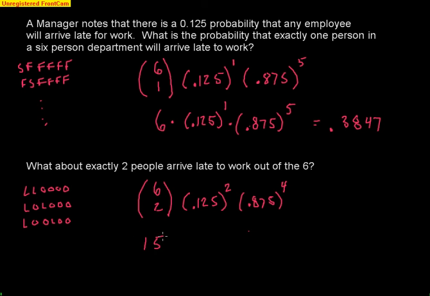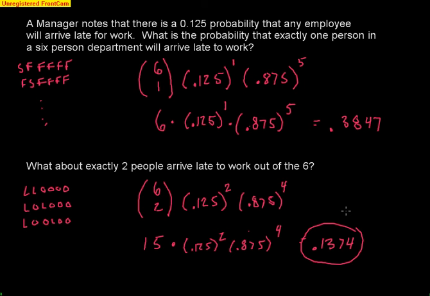And now that's going to make my work a lot easier because I certainly do not feel like sitting around figuring all those out. So we got 15 times 0.125 raised to the 2nd times 0.875 raised to the 4th. And that gives me, I'm checking my work, 0.1374. You might say, well, why is it so much lower? Well, think about it. It's unlikely, 12%, it's unlikely for somebody to be late. So for 2 people to be late, it should be fairly unlikely.